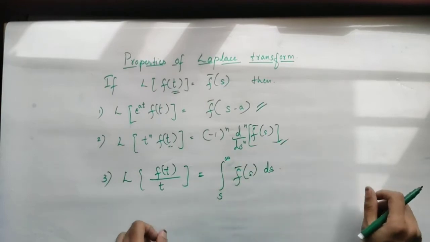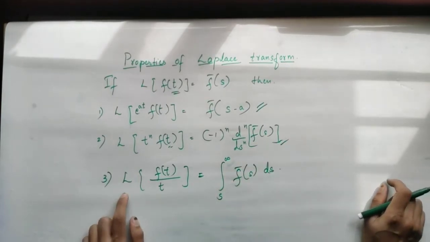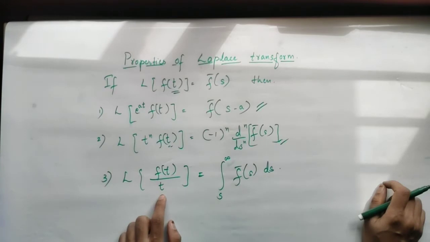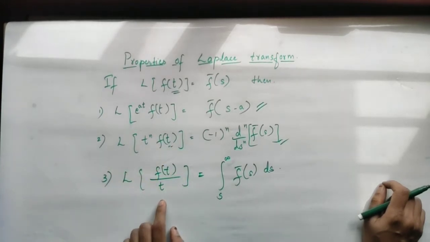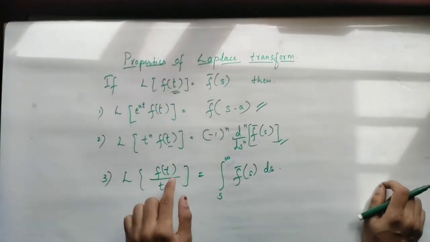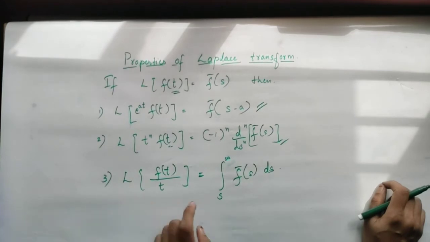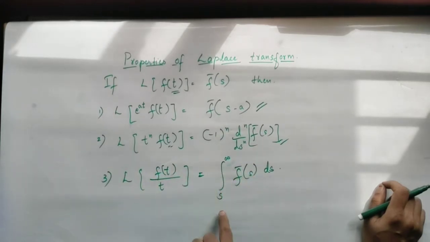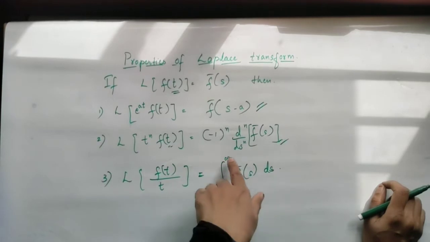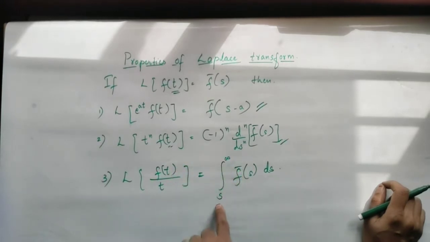Now coming to the last property, what should be the Laplace transform of f of t divided by t? f of t is the same function f of t, and divided by t you have. So how will you work out the Laplace transform of this type of combination? It will be the Laplace transform of f of t divided by t, as shown here on your screen. It is equal to the integration from s to infinity of f bar of s ds.